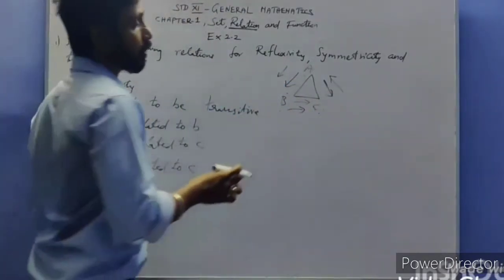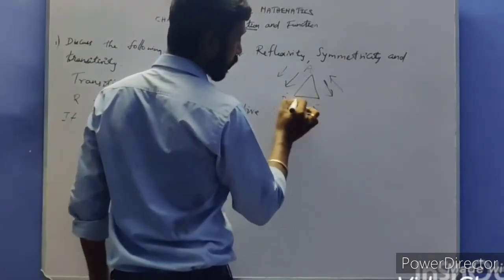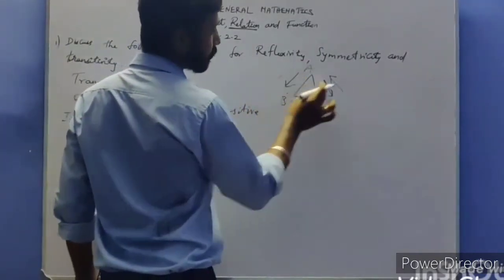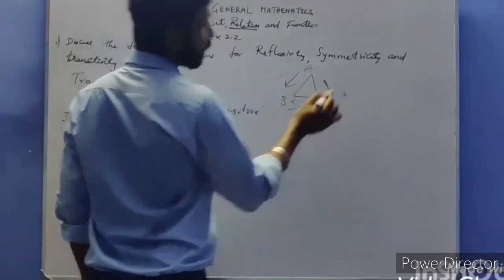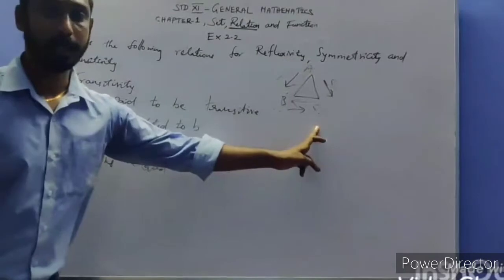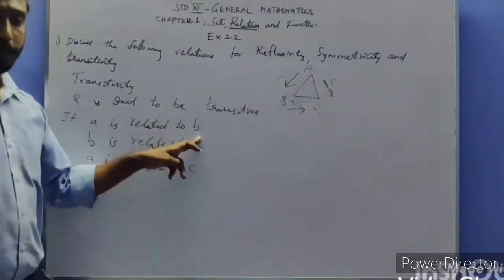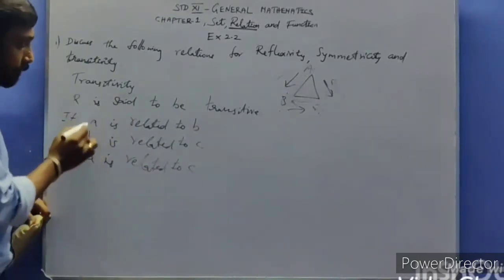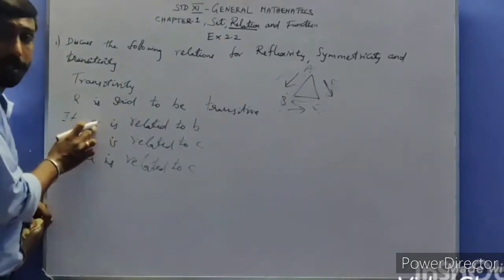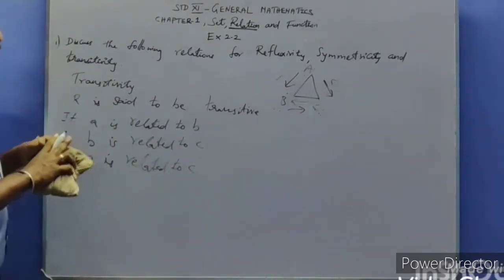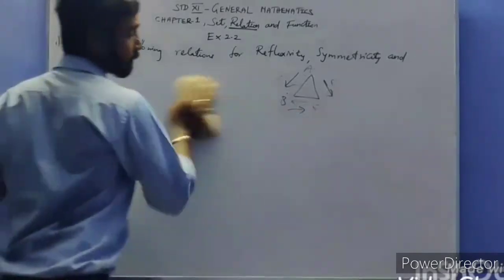Whichever method you want to use to relate them will be useful for you. This is what is meant by transitivity. Transitivity means one third person will enter here. If A is related to B, B is related to C, then A, the first person, is related to the third person. It is called transitivity. Let us move on to the sums.